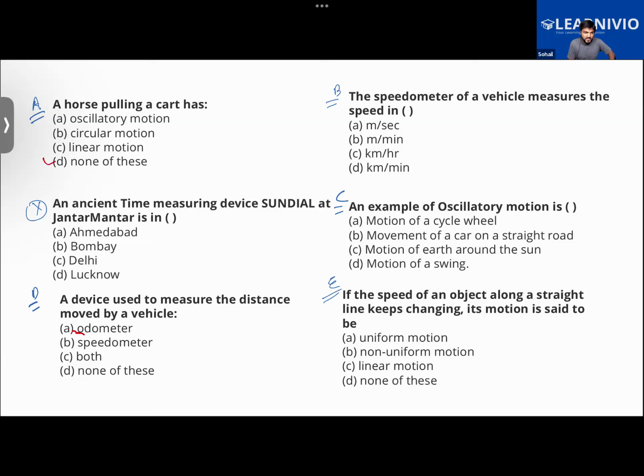Good. So a horse is pulling a cart and it's doing a linear motion. It's pulling the cart in a straight line. The speedometer of a vehicle measures the speed in which unit? Meter per second, meter per minute, or is it kilometer per hour? Kilometer per hour.